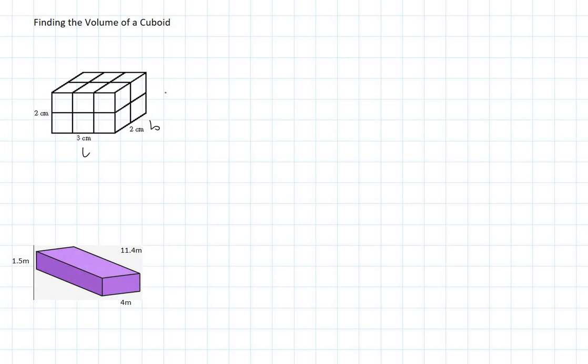But then it's got 2 layers. The height's made up of two cubes, so you need to double that. And we can write that as a formula. You do the length times the breadth to work out how many cubes are on the base, and then you multiply that by how many layers going up of cubes you've got. So here we've got 3 times 2 times 2. 3 times 2 is 6, times it by 2 is 12 cubes altogether.